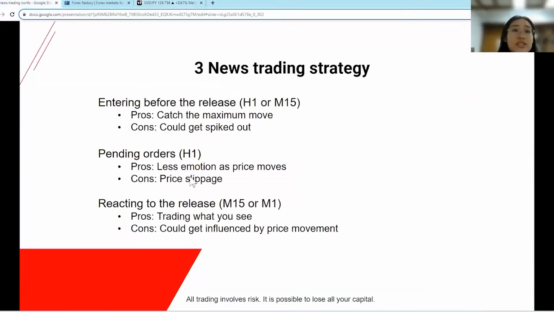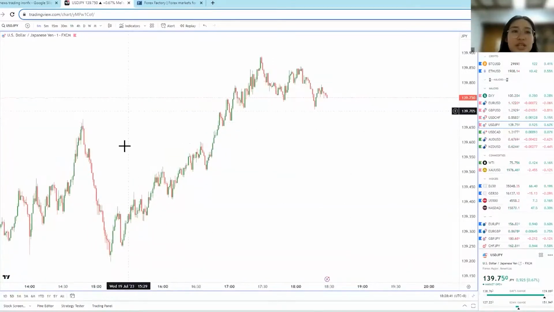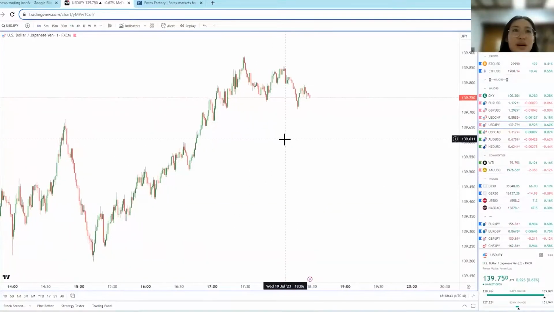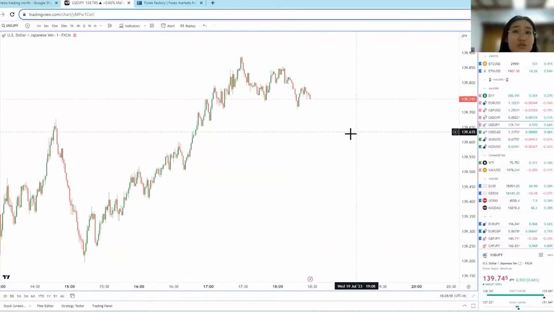In this case, we're talking about reacting to the release. After a news event, these charts tend to be even noisier than what you see here. This is a pretty clean chart, but after a news release, they tend to have a lot of noise, especially on the 1-minute as well as 5-minute time frames. So it can be quite difficult to analyze your support and resistance levels because they can move pretty quickly.